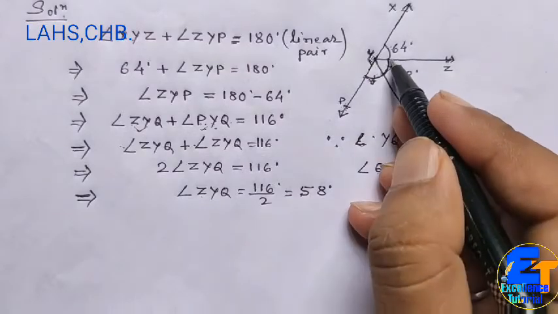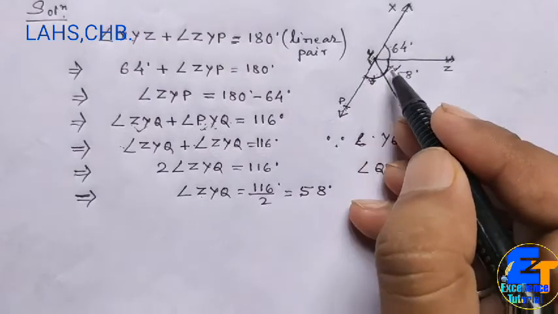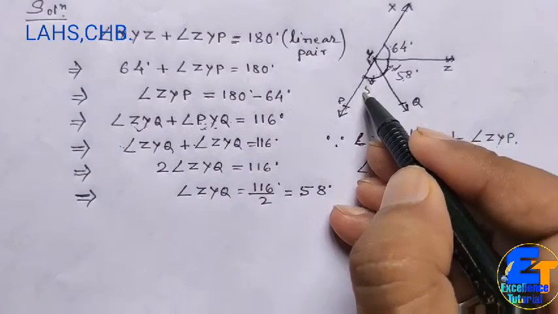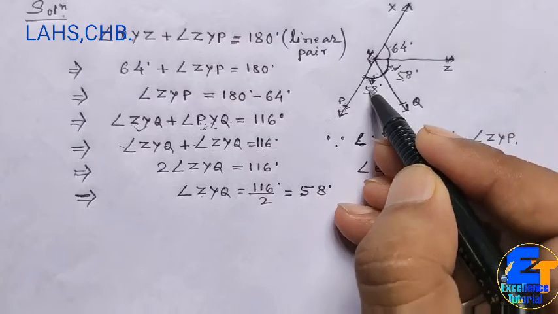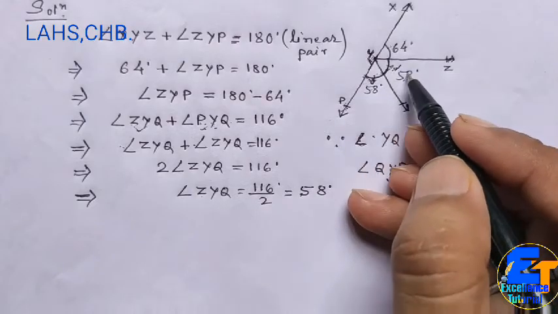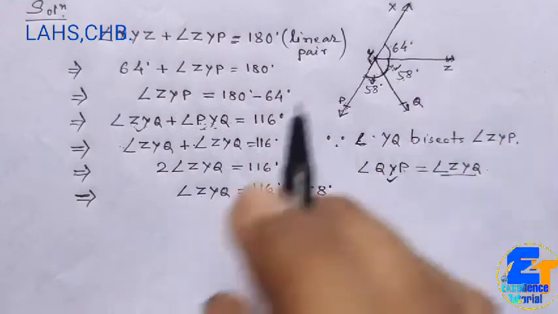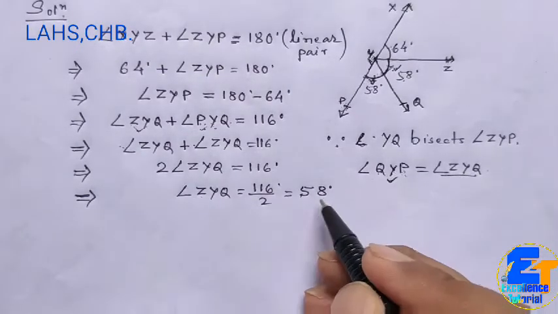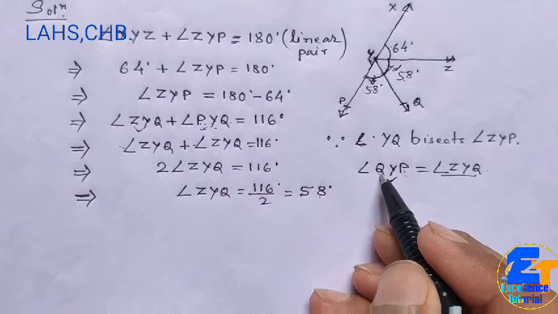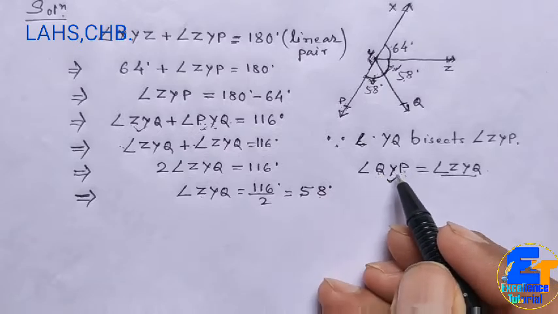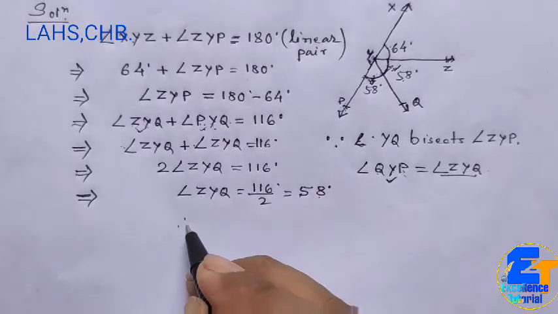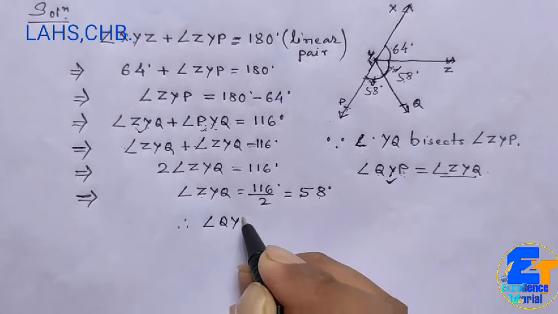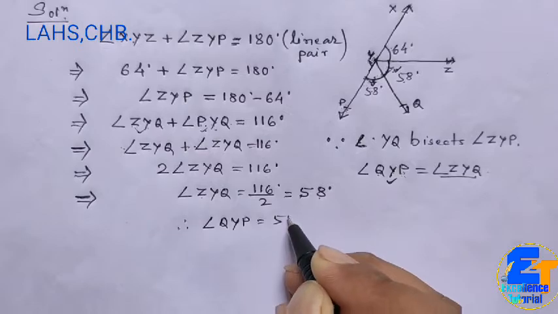Remember, YQ bisects the whole angle ZYP, so these two parts are equal. We have already written that here. If this one is 58, be sure this one is also 58. Both angles will be of the same measurement, 58 degrees each. Since angle ZYQ is 58 degrees, QYP or PYQ will also be the same. Therefore angle PYQ or QYP is also 58 degrees.